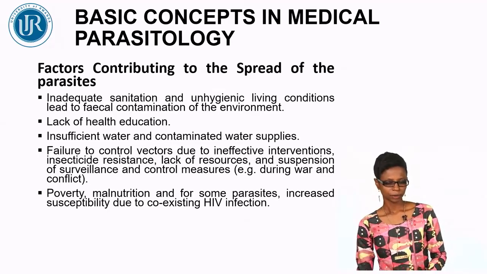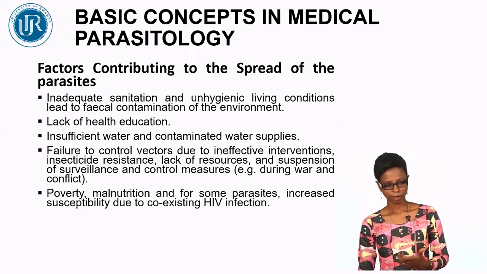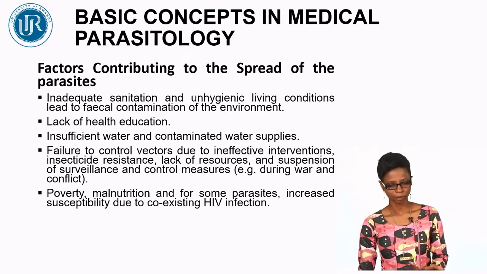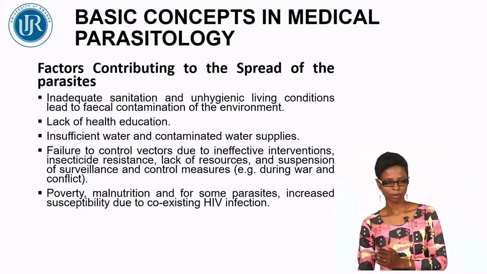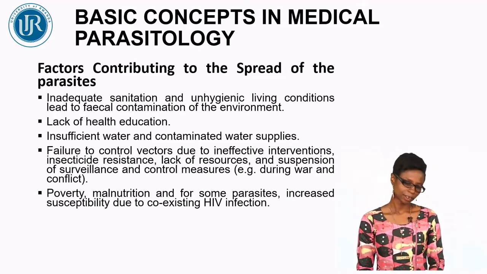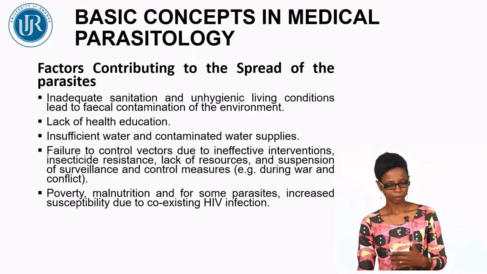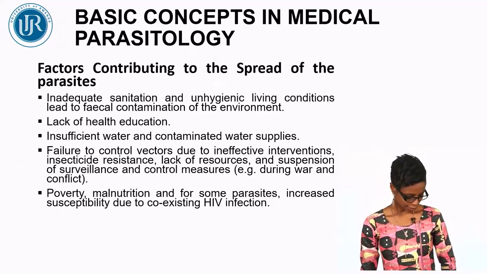For example, in some areas there may be insects. Let us talk about mosquitoes. There is an area where there are many mosquitoes. When the community fails to control those vectors, to avoid their multiplication, those vectors will help in the spread of parasites from one person to another. For poverty, when there is poverty, even the family will not be able to find the different requirements for living conditions. We also have increased susceptibility due to the coexistence of HIV infection.